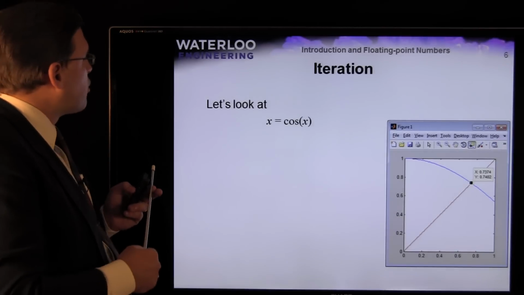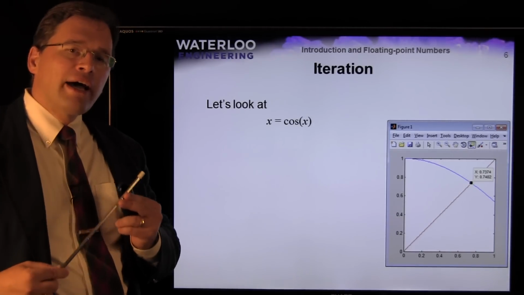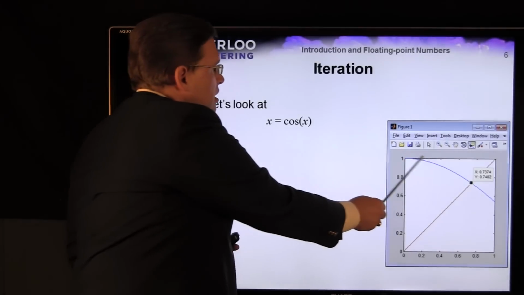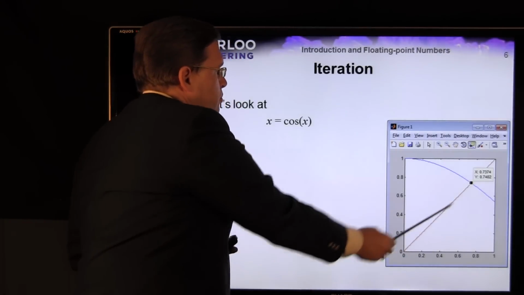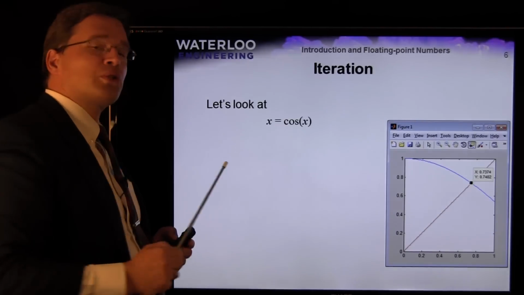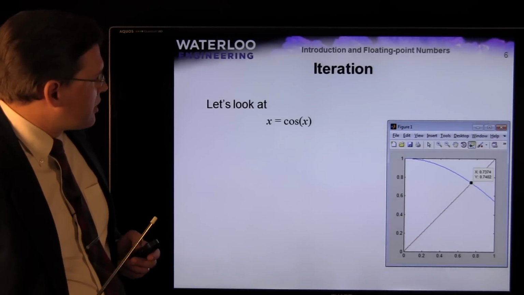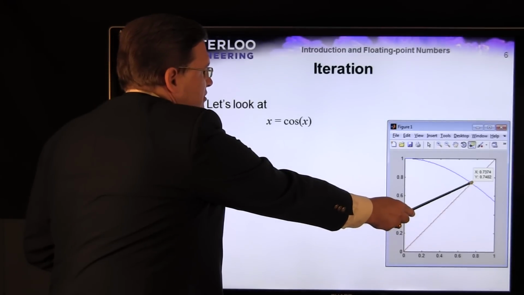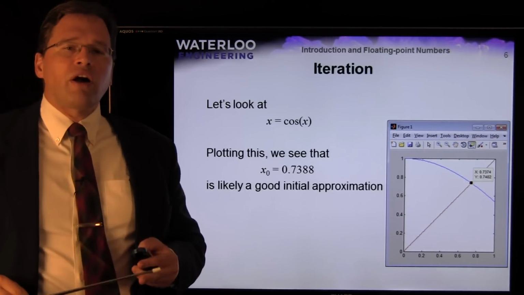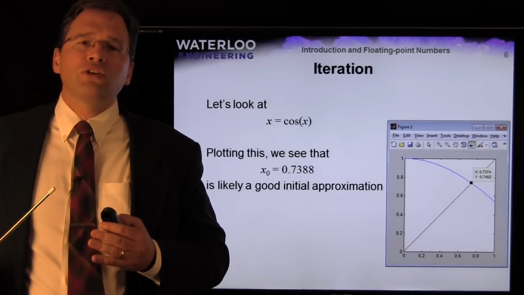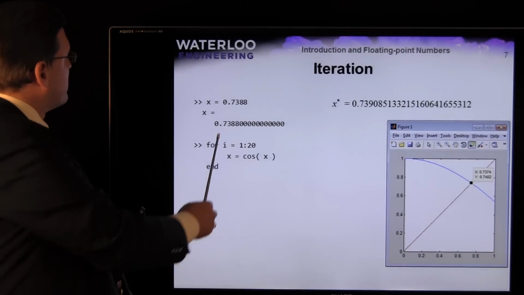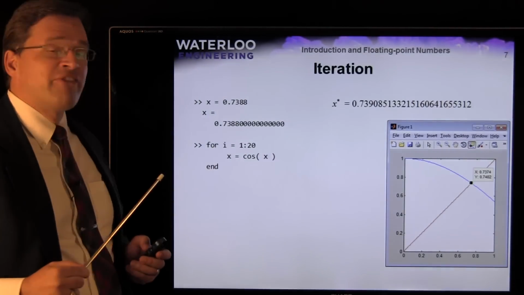So let's take a look at an example. Here we have the equation x is equal to cos of x. I'd like to find out what value satisfies that. Here's a graph of y is equal to cos of x. Here's a graph of y equals x. They intersect at this point, and that intersection point is a solution to that equation. Using MATLAB, we get an approximate value of that point, and taking the average of those two values, let's start off with an initial guess of x is equal to 0.7388.